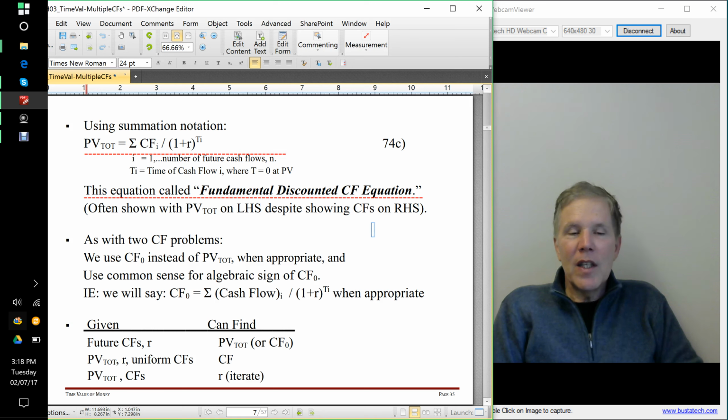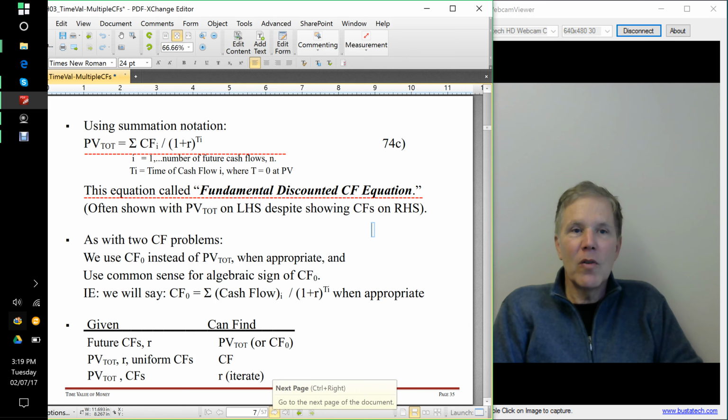If we know the PV tote or CF0, we know the interest rate or discount rate, and we know that all the cash flows are uniform, that means that each CFi equals each other CFi, or we could say each one is equal to simply CF. Then we can pull that CF out of the summation, and we can solve for that pretty easily. Okay, if we know PV tote and we know all of the cash flows, we're not saying they're uniform anymore, we can solve for r. That's going to be difficult, and that's going to be iterative, and we'll think more about that in a little bit in the future.